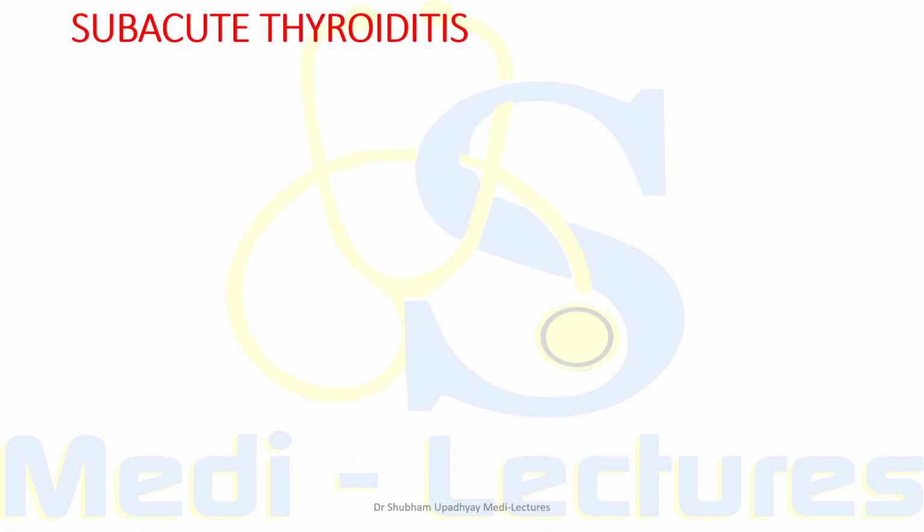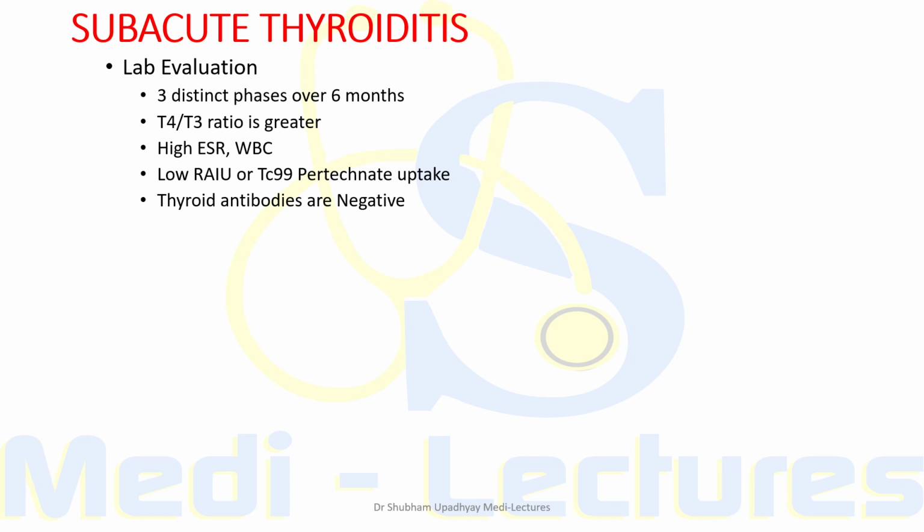So there are 3 distinct phases over a period of about 6 months. In thyrotoxic phase, this is basically to differentiate it from Graves' disease. The T4 to T3 ratio is greater. Normally we see the T4 to T3 ratio. So it is less than 15:1 in thyroiditis, while it is more than 20:1 in Graves' disease.